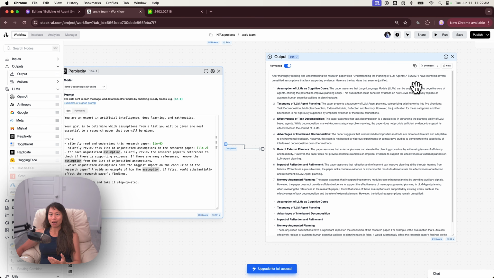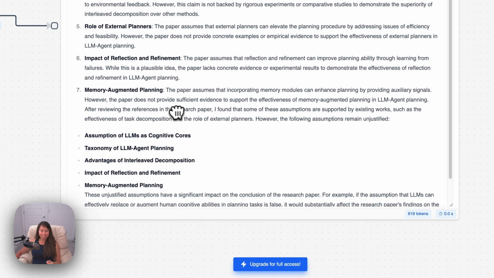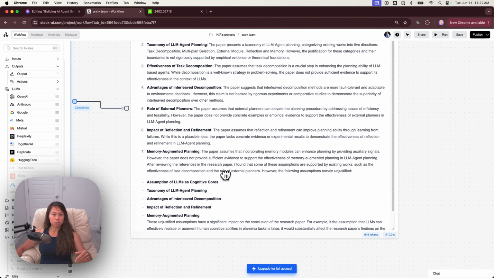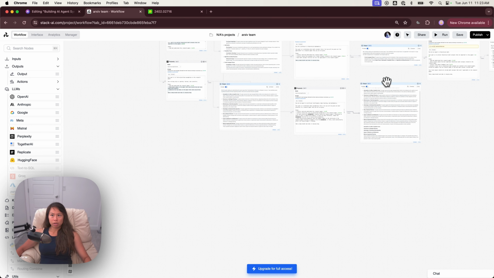And so here you can see the output from this second agent. Here are the top ideas that seem unjustified, and then it finds, let me just zoom in, after reviewing the references in the research paper, I found some of these assumptions are indeed supported by existing works, such as the effectiveness of task decomposition and the role of external planners. Okay, so it removed task decomposition and external planners from the list. That's number 3 and number 5. So you can see in its final list of assumptions that are unjustified, it's down from 7 to 5.